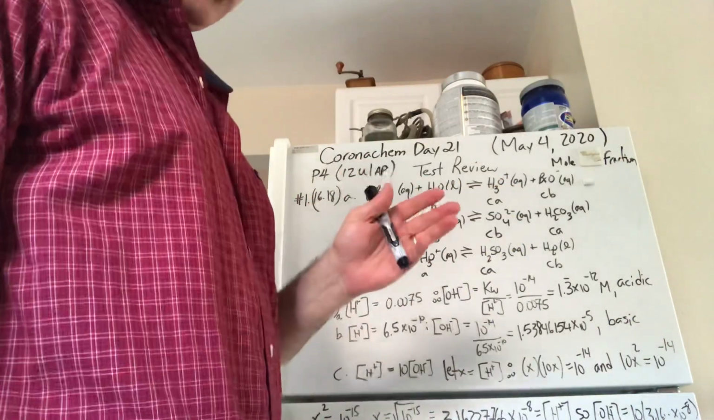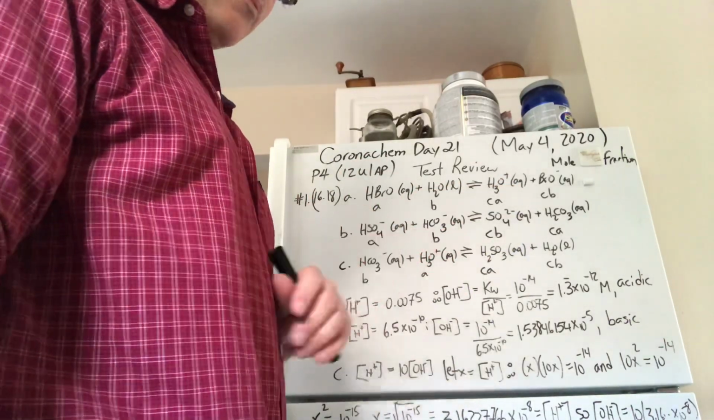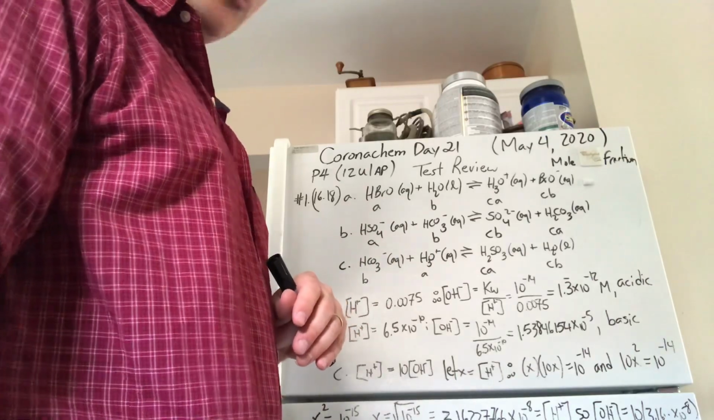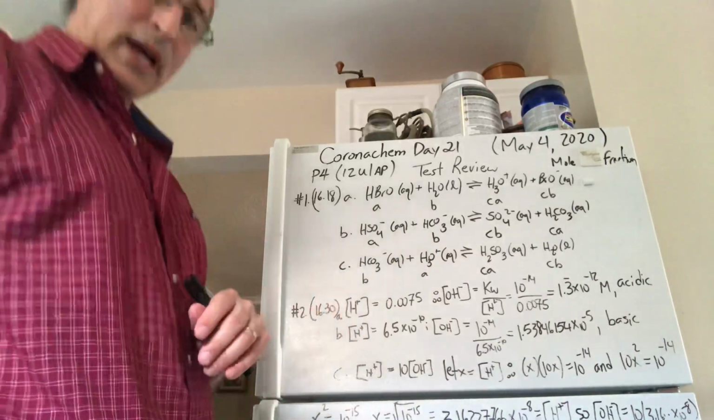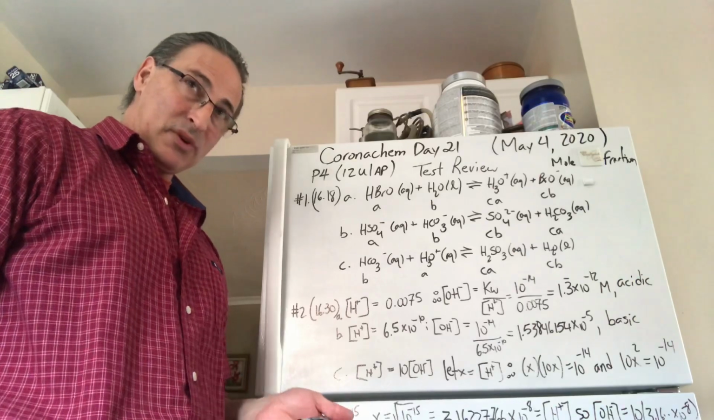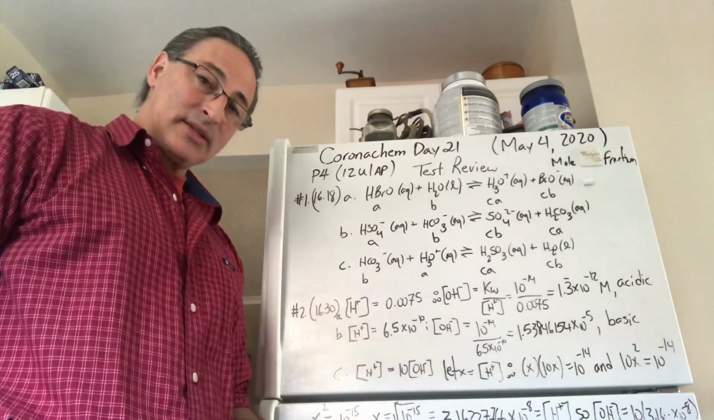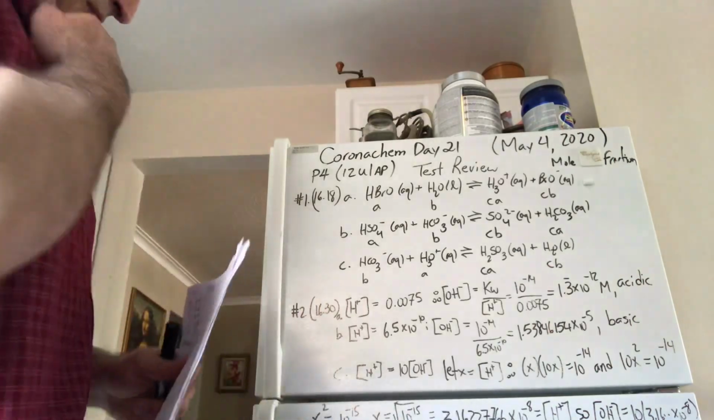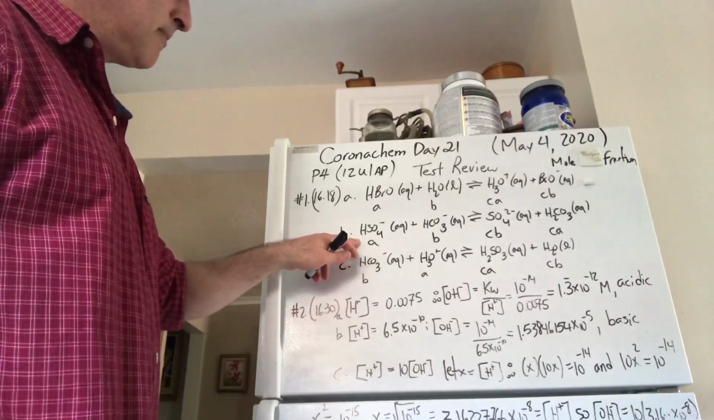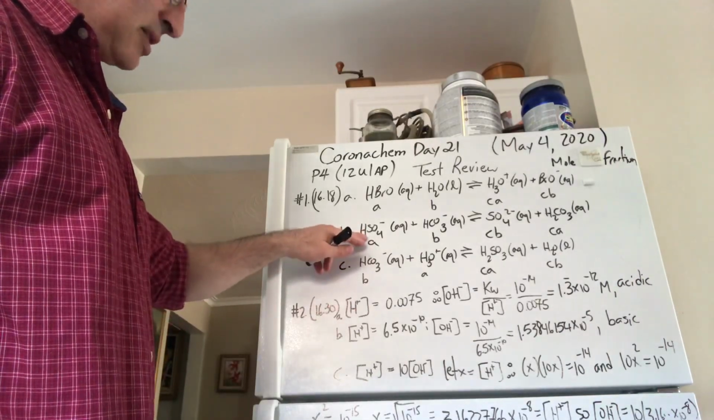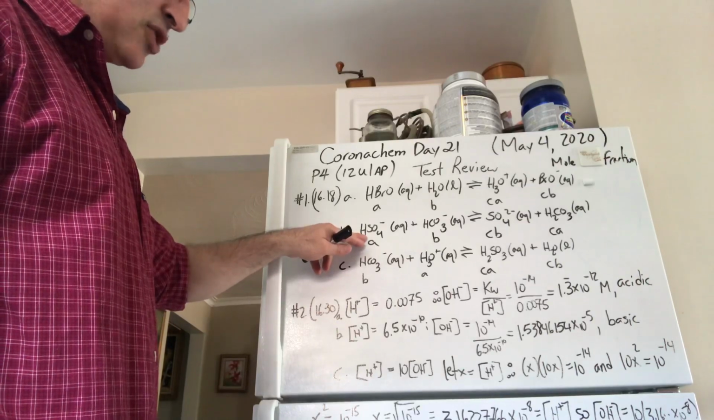You'll notice water is amphiprotic, meaning if you put it with a strong acid, it behaves like a base. If you put it with a strong base, it behaves like an acid. Okay. Then you have the bisulfate anion. This is the anion that results after the first ionization of sulfuric acid.